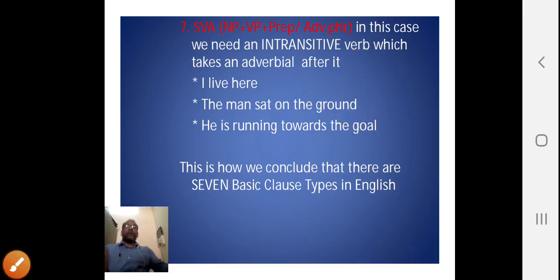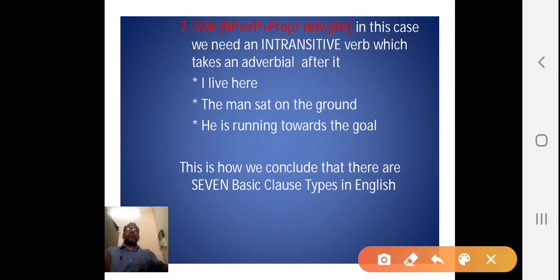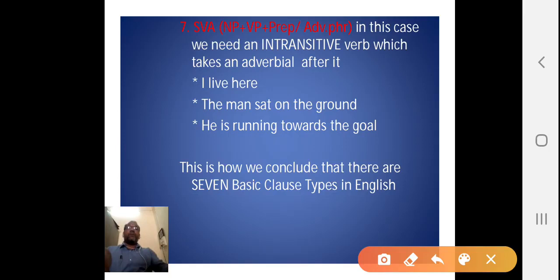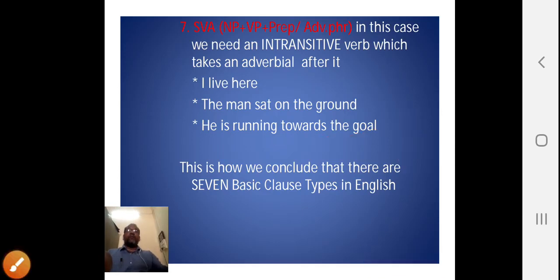Another example, like the man sat on the ground. Now, this information on the ground is a prepositional phrase functioning as an adverbial. Finally, he is running towards the goal. The information towards the goal is again a prepositional phrase, so an adverbial. This is how we can conclude that there are 7 basic clause types in English, also called kernel sentences.